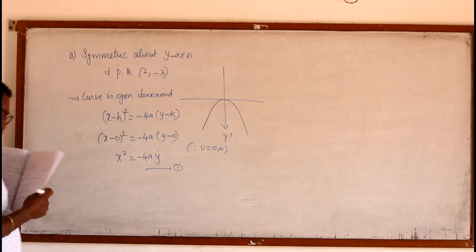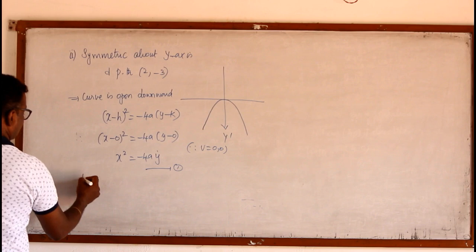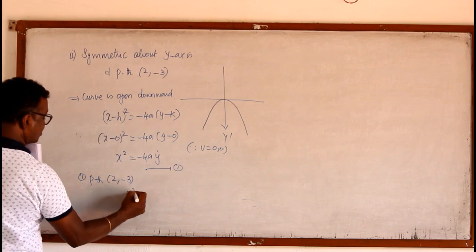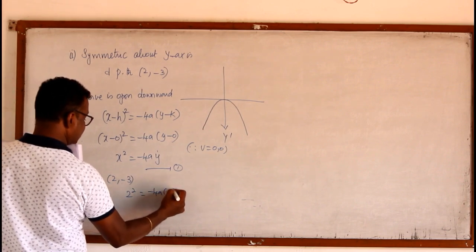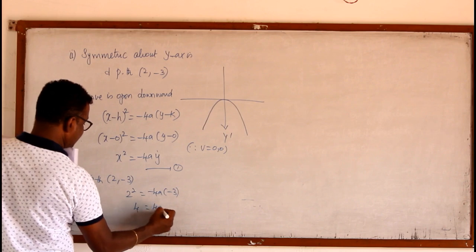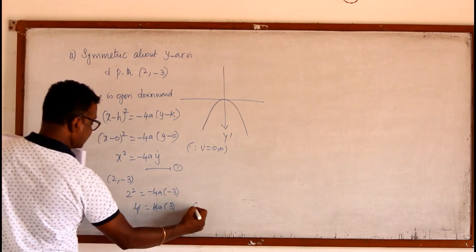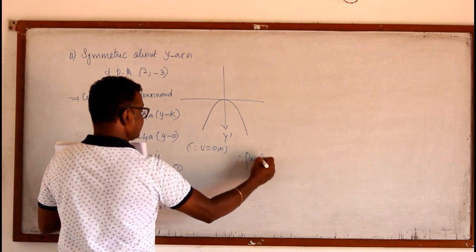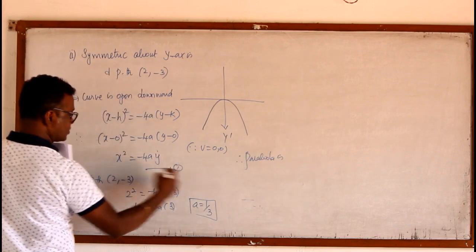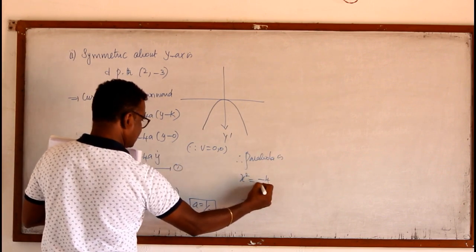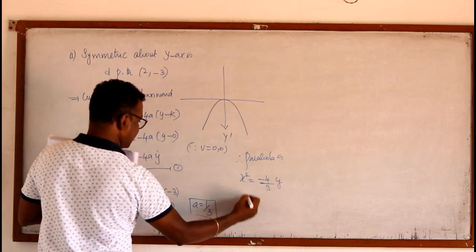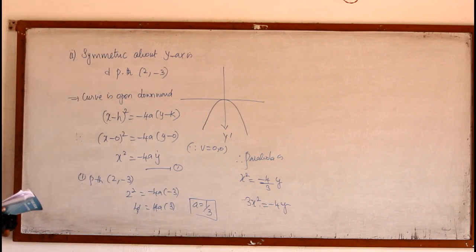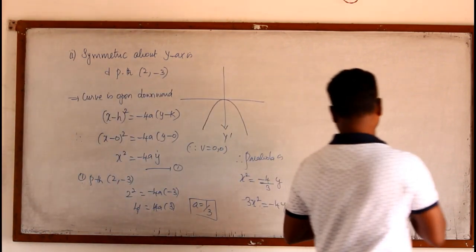This passes through (2, -3), they gave it. Substituting, it is 2 square equals -4a into -3. So 4 equal to 4a into 3. 4 cancels, a equal to 1 by 3. Therefore, the parabola is x square equal to -4 by 3 into y, or 3x square equal to -4y. This is the equation of the parabola.